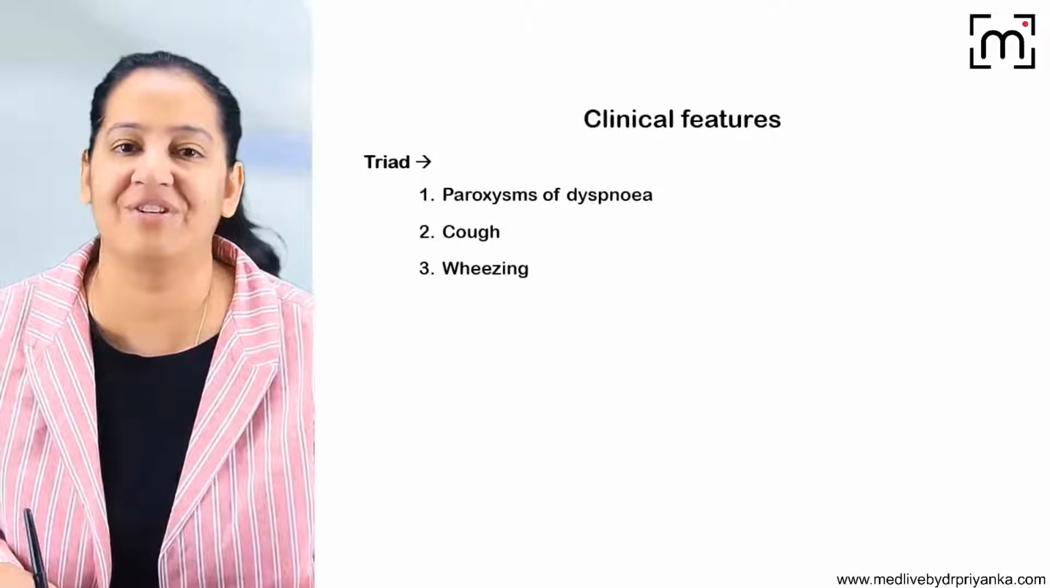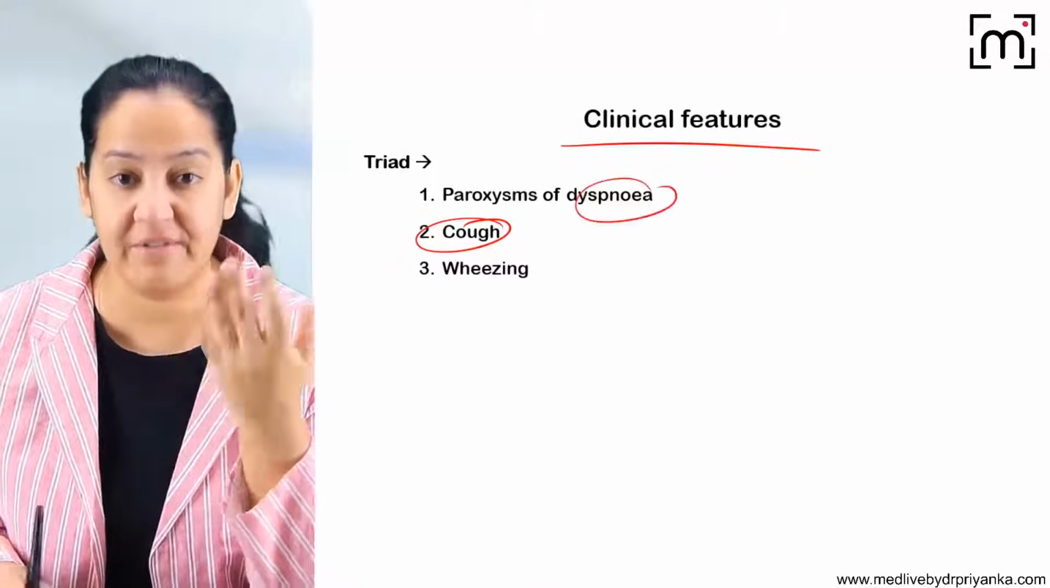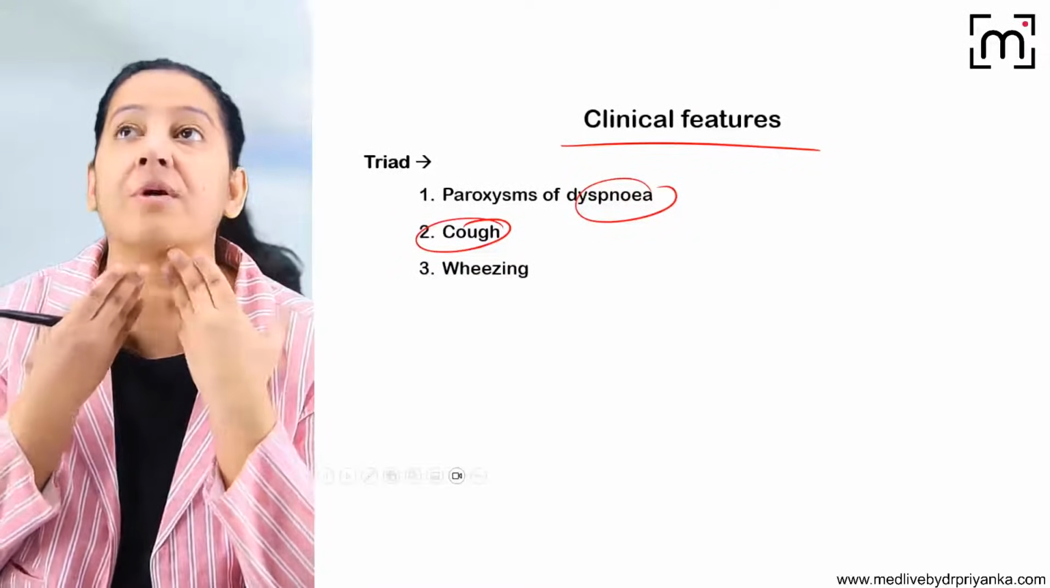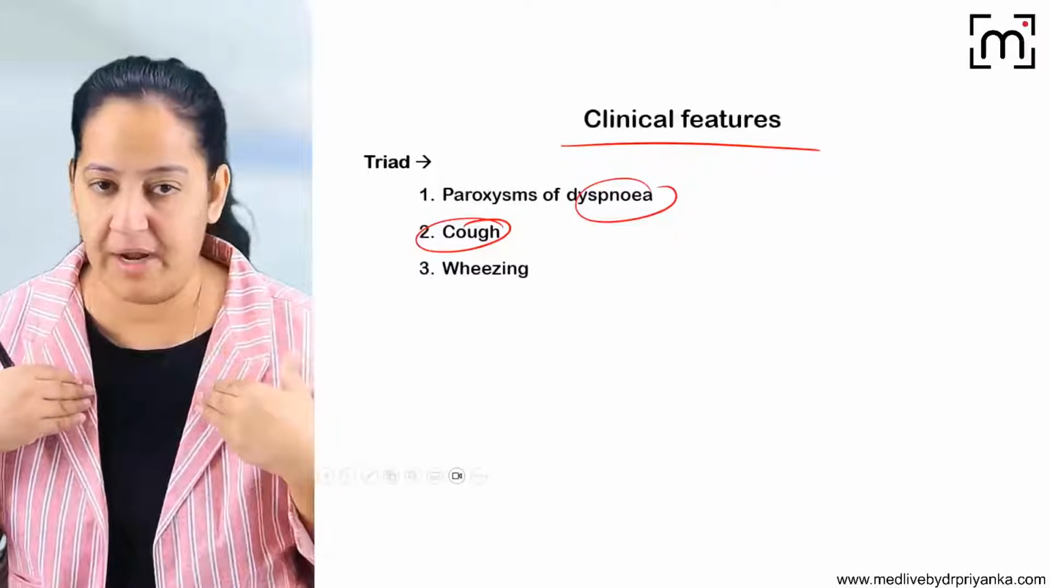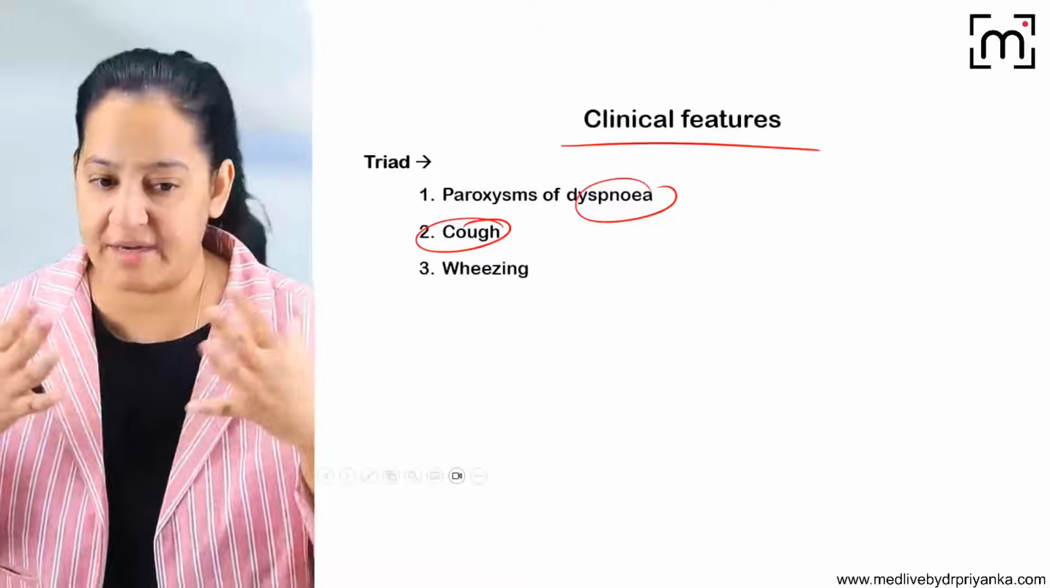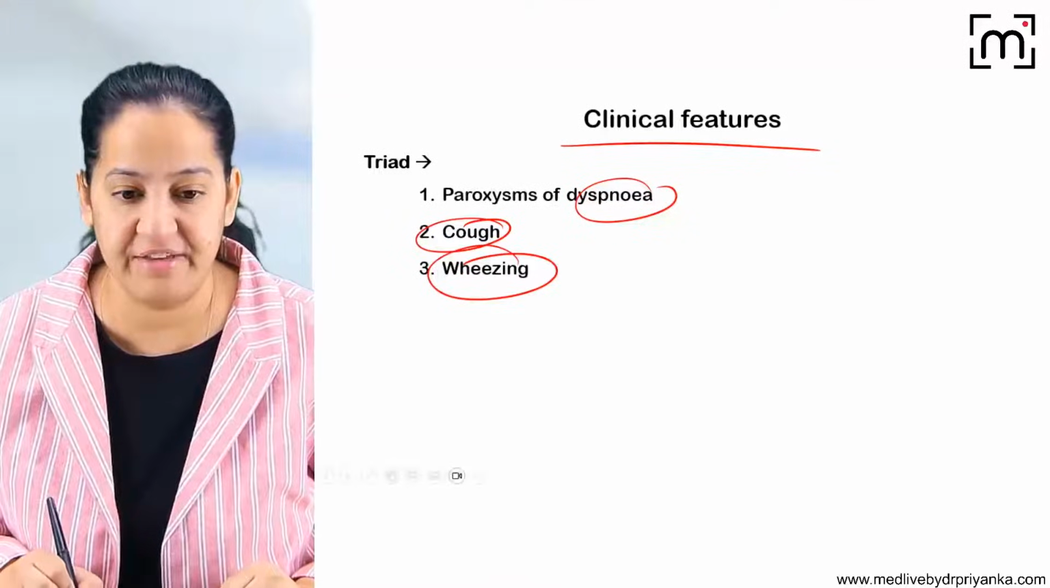Now coming on to clinical feature, there is a triad. Three things happen. Patient has cough, vigorous cough. Patient has dyspnea. Patient can't respire because of the bronchoconstriction of the trachea and the bronchi. They are undergoing spasm. So patient has attacks of dyspnea, patient has cough, and patient has wheezing.